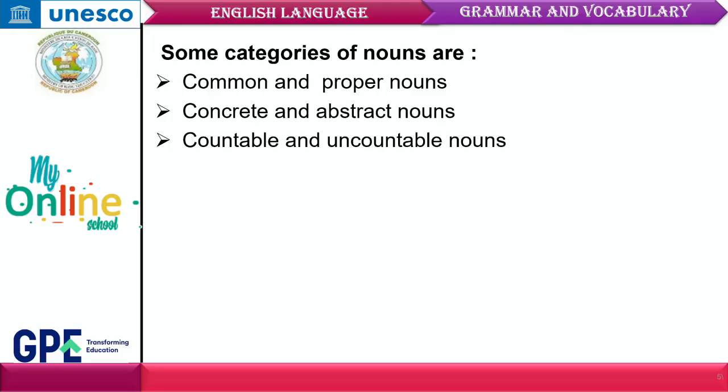Beautiful. Let's check and compare our answers. Did you have any of these? Some categories of nouns are common and proper nouns, concrete and abstract nouns, countable and uncountable nouns. We equally have compound nouns. We also have different types of nouns. Which of them did you write? Give a tick for the correct answer.